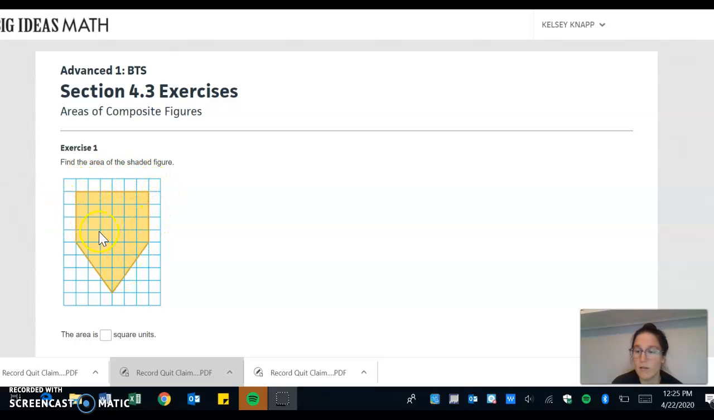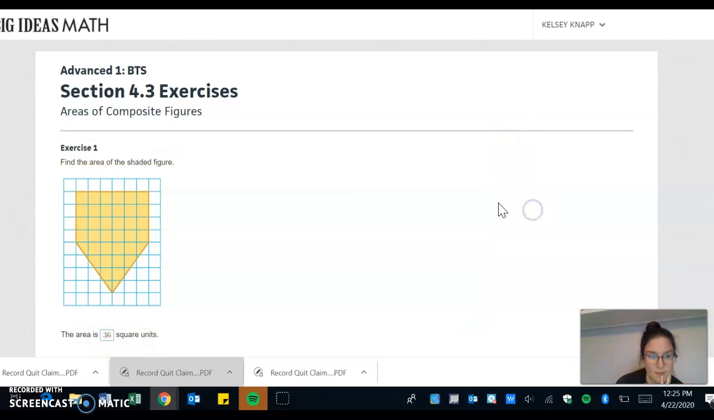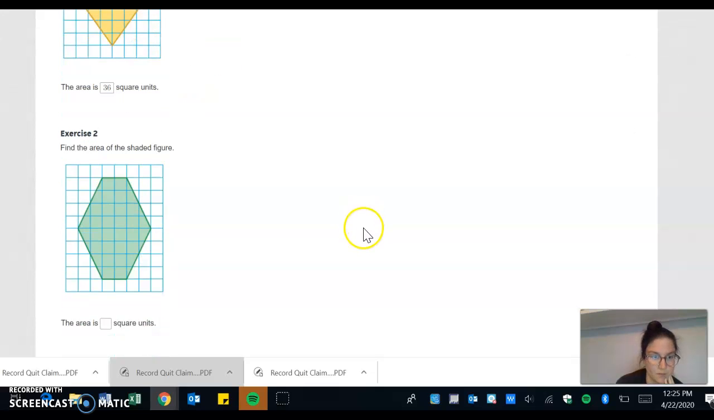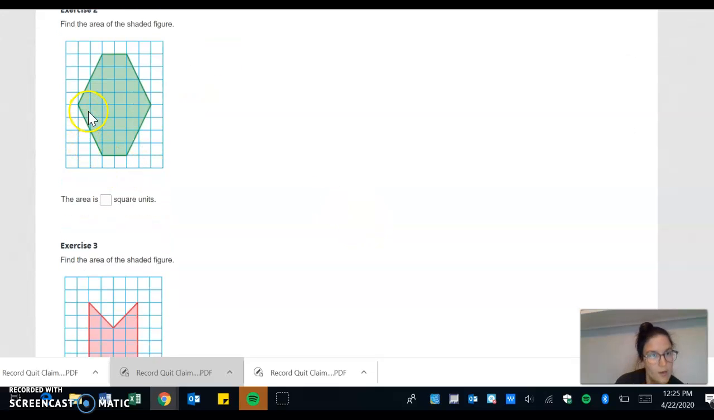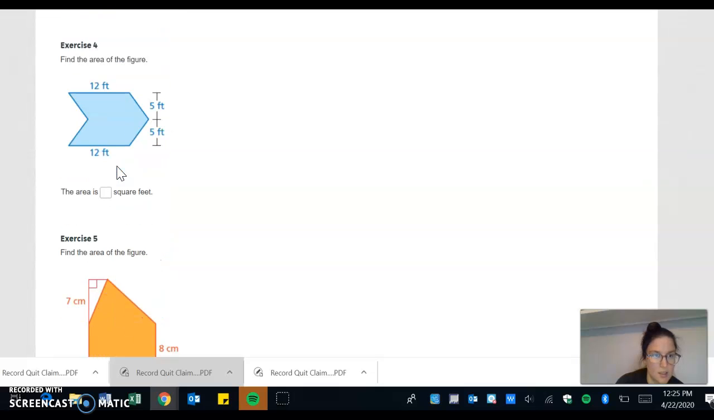So you've got to add the area of the rectangle, which is 24, plus the area of the triangle, which is 12. 24 plus 12 is 36. So that would be 36 square units. Okay. That's kind of like what we did.